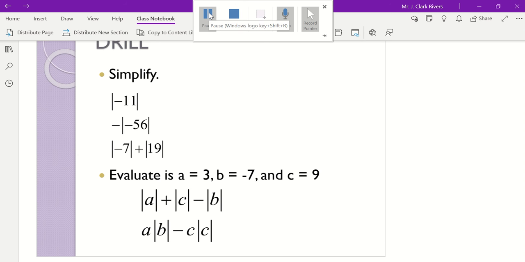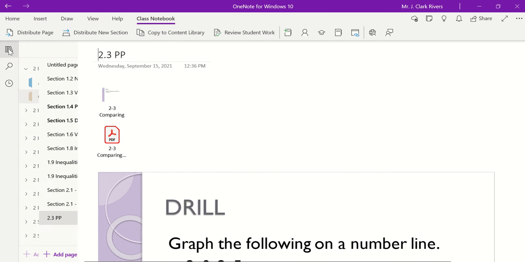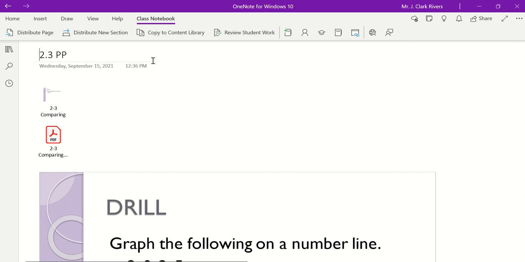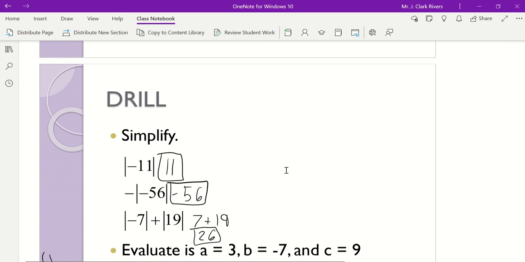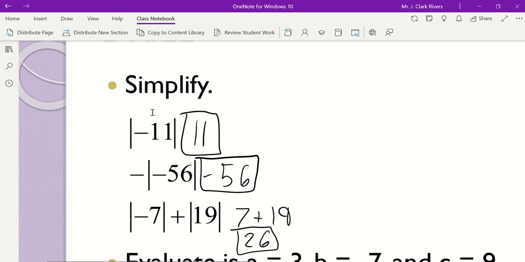So that's what we're doing now, the drill problems to start class. All right, Blair Hilly, congratulations. You were picked by Kyle to answer the first three problems. Let's take a look. The absolute value of negative 11 is 11. Great job on that, Blair.